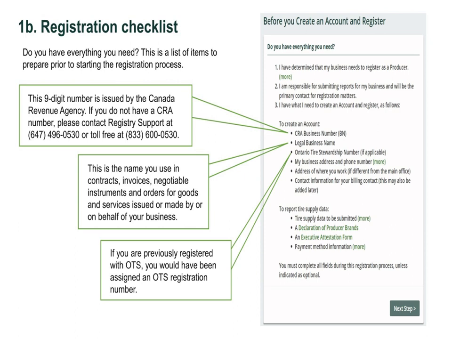And then, of course, if you've already been a steward in the OTS system, you'll already have an OTS registration number, and again, there will be an opportunity to provide that number to us. So make sure you have your CRA business number, make sure you have your legal business name and your OTS stewardship number, and then the rest, of course, is pretty straightforward.